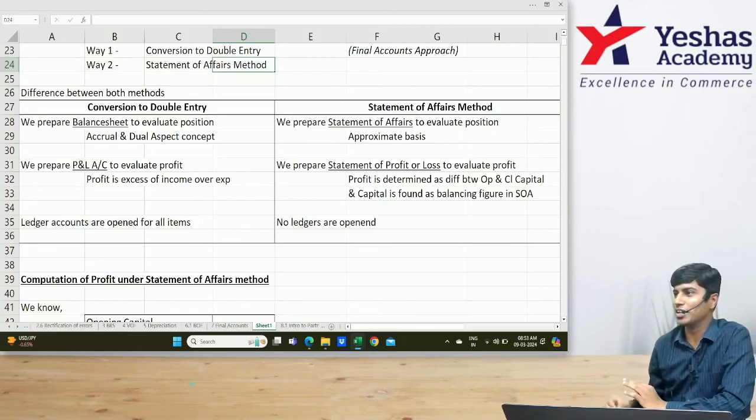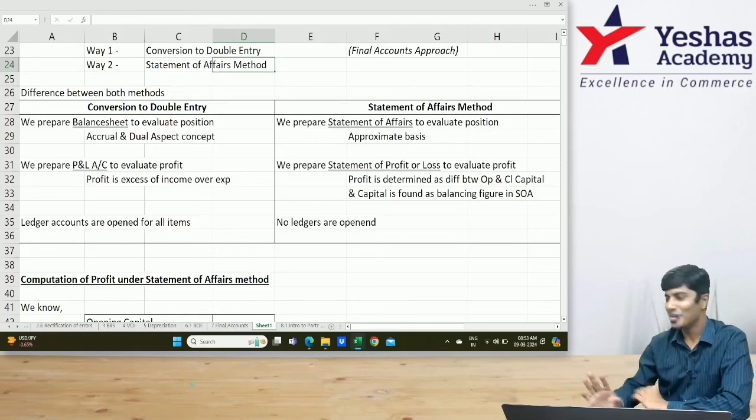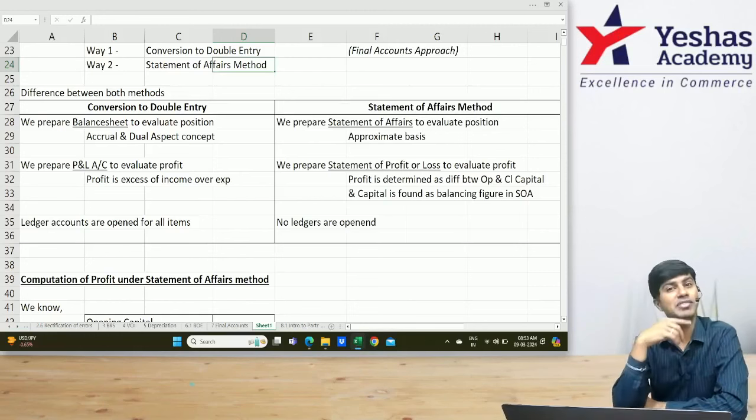Yeah, if the person who's correcting is sleeping, then he will give marks. But otherwise, no. Here you'd have to find the balancing figure in the balance sheet.